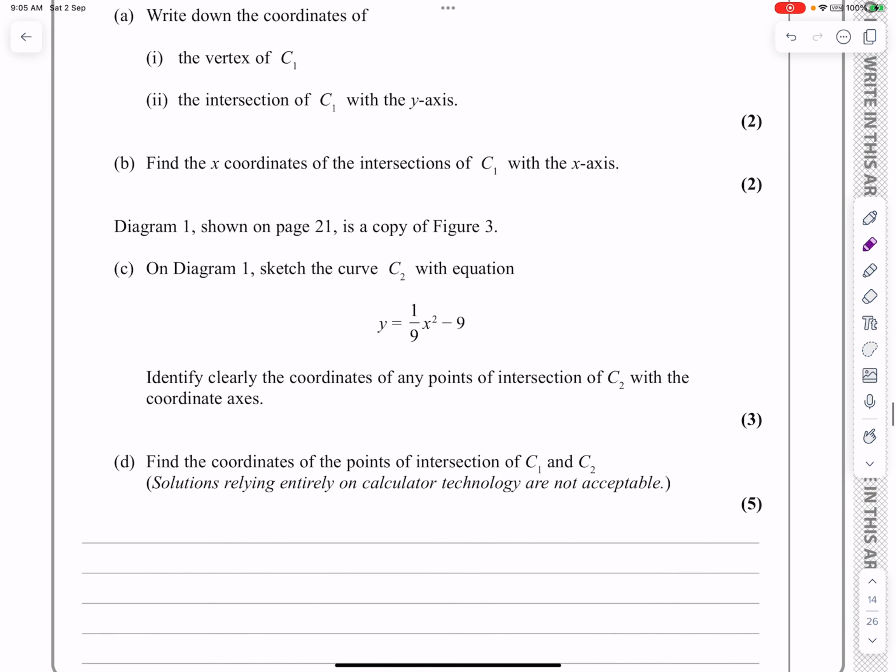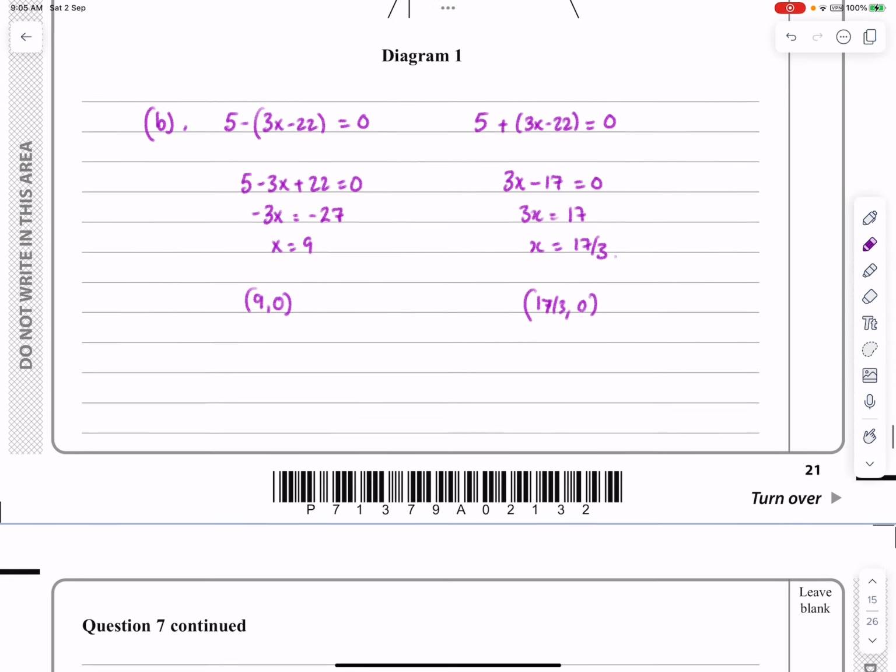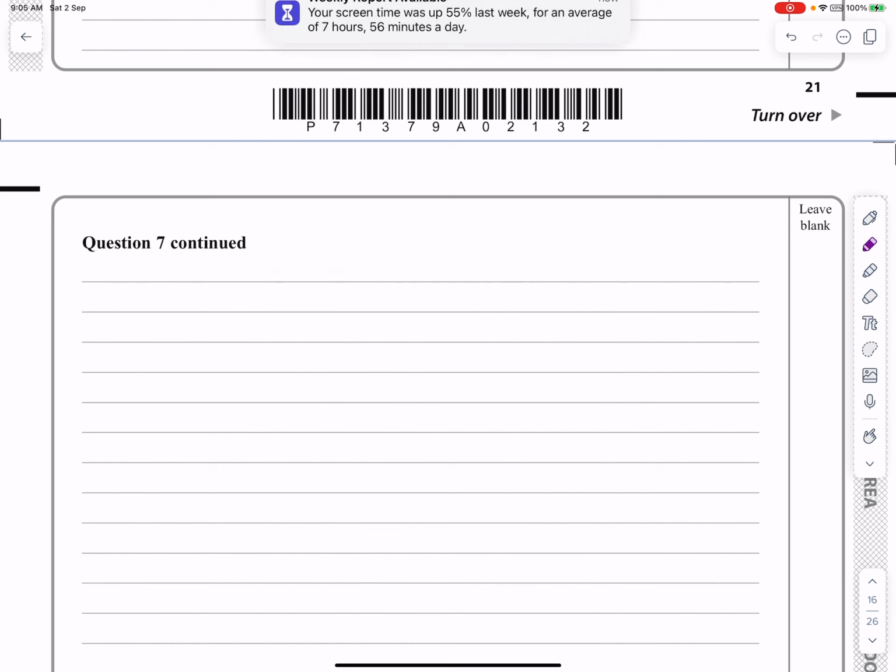And then part C, now I'd read all the way through to this, this is why I've done some extra work here, that this is going to help me with this bit. On diagram 1, sketch the curve C2, which is this quadratic. Identify where it hits the axes. Yeah, that's okay for part C. And then part D, the fact that I've done extra work will make that a little bit easier in a second. Let's do part C though first of all.